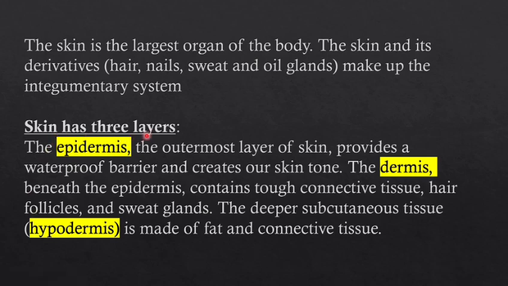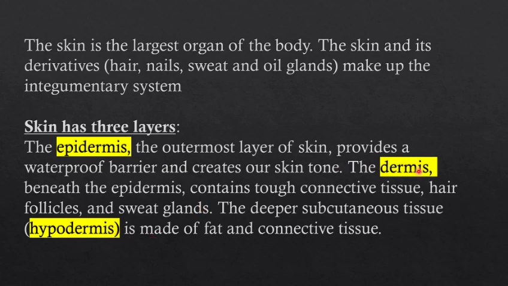See, skin has three layers. First one is epidermis, second one is dermis, and third one is hypodermis. Epidermis is the outermost layer of the skin. It provides a waterproof barrier and creates skin tone. It is the upper layer. Totally how many layers? Three layers. First one epidermis, second one dermis, third one hypodermis. This is the first layer, this is second, this is third layer.